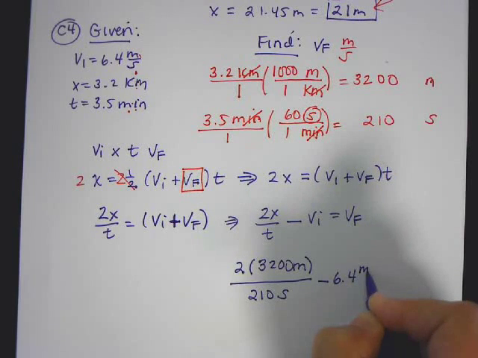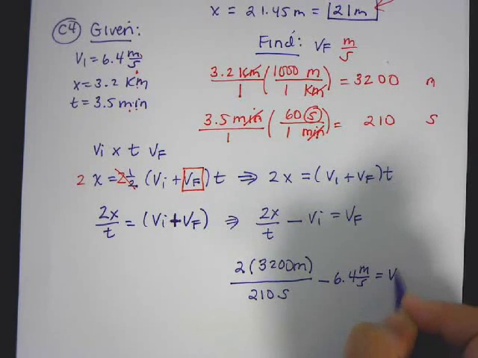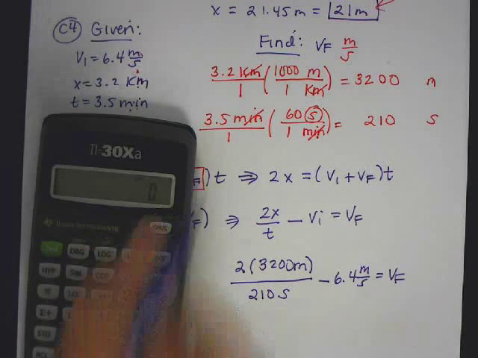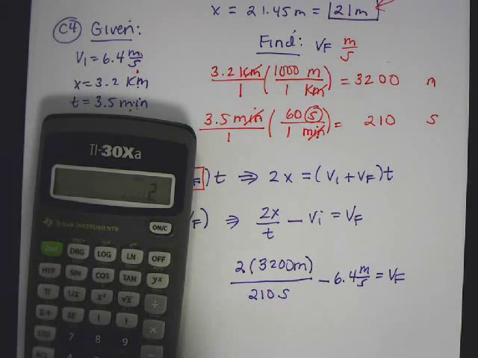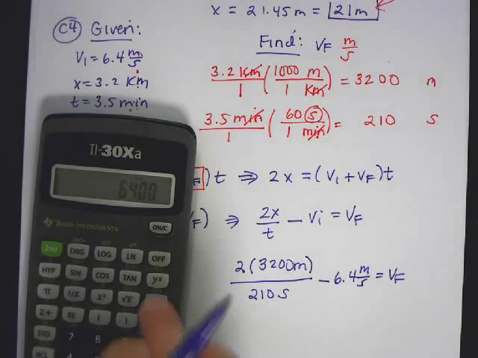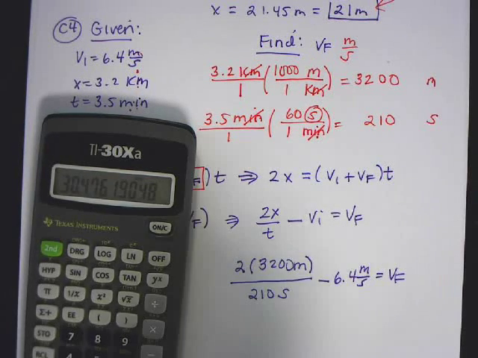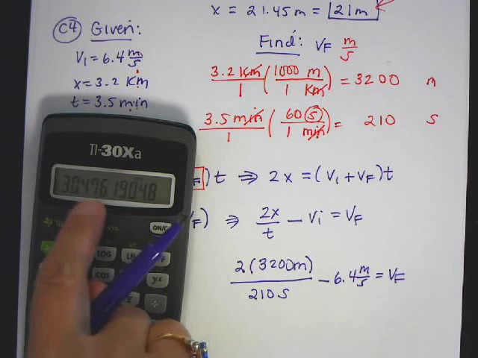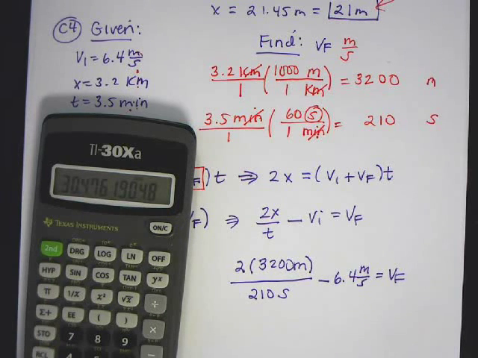So 2 times 3,200 divided by 210 minus 6.4. Now you see how this is so many decimal places? I should actually round this, let's say, to 30.5, but I'm in a hurry. So it says 24.0, so VF is equal to 24.